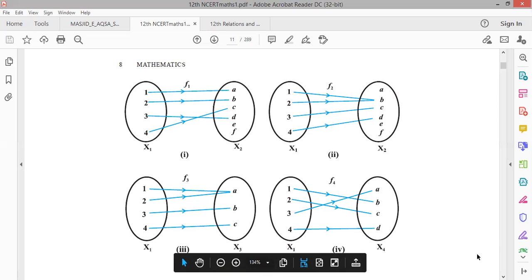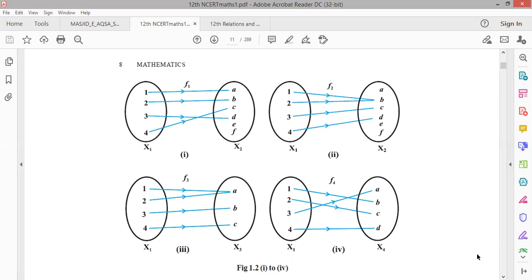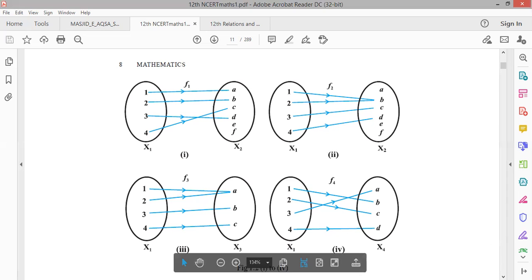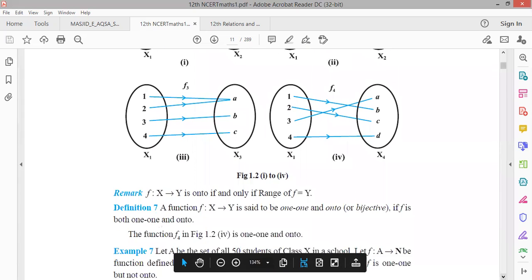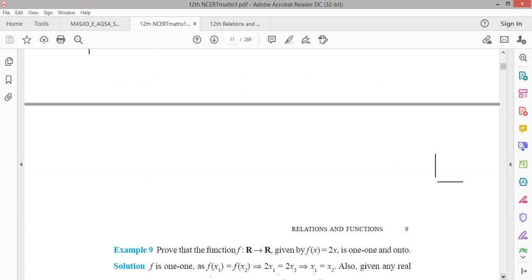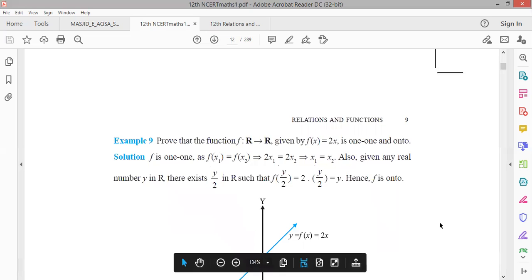So I hope that you are now well versed with these definitions. It may now be clear what a one-one function is, what an onto function is, and what one-one and onto, that means bijective function, is. So these four examples, I hope, will clear all these definitions. After that, let's go to the exercise.